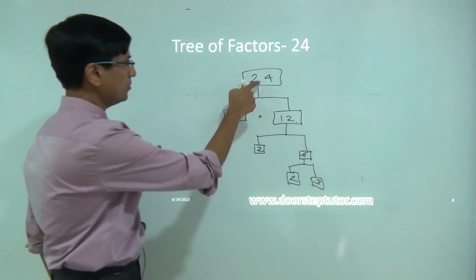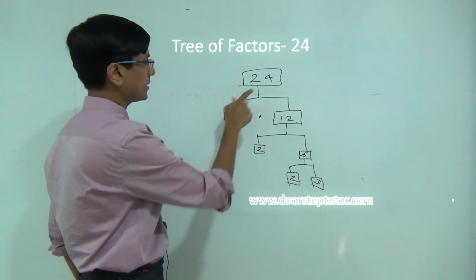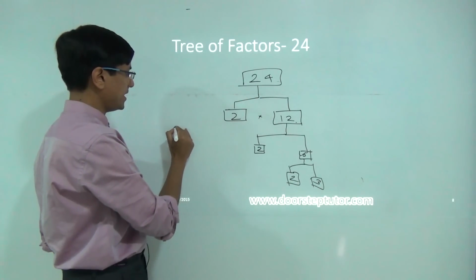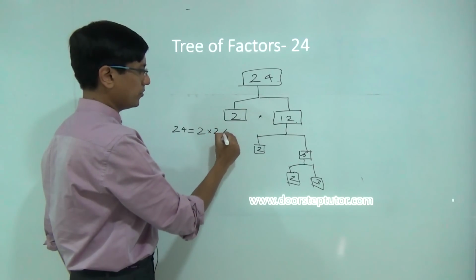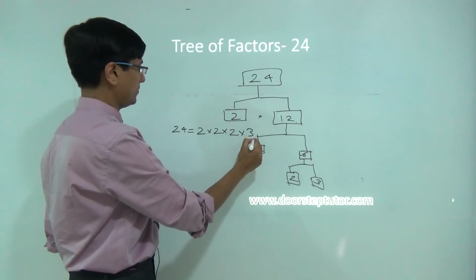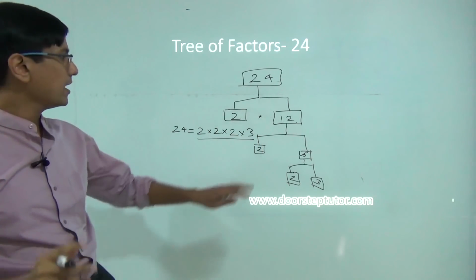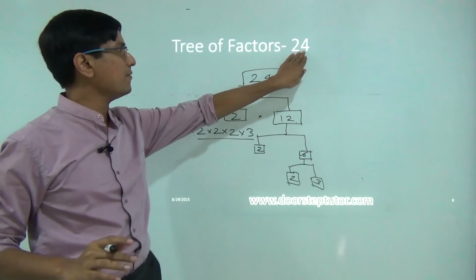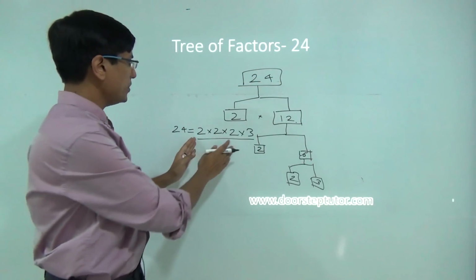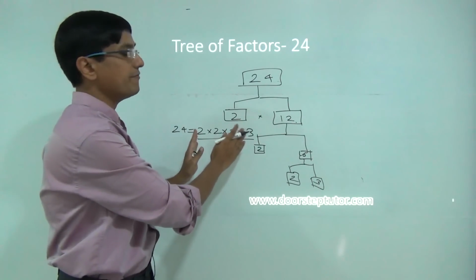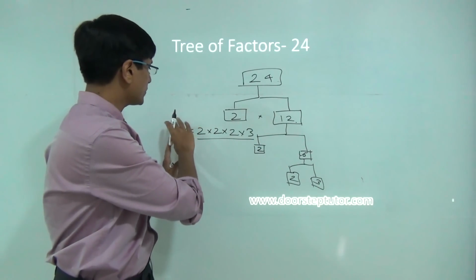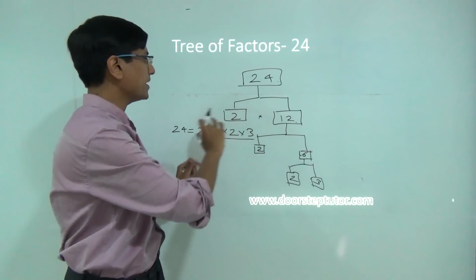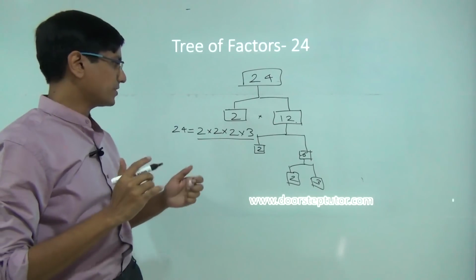So these are all the prime factors of 24. I write it as 24 is equal to 2 into 2 into 2 into 3. This is how I write it. I have broken down 24 into its prime factors, into its basic components, and I have expressed the number 24 as a multiplication of prime numbers.